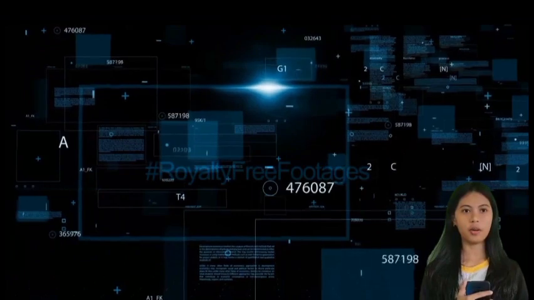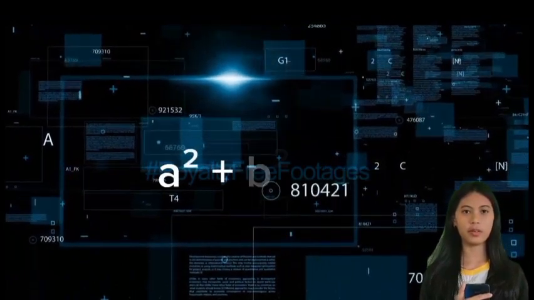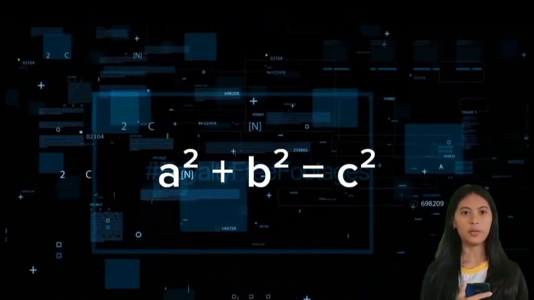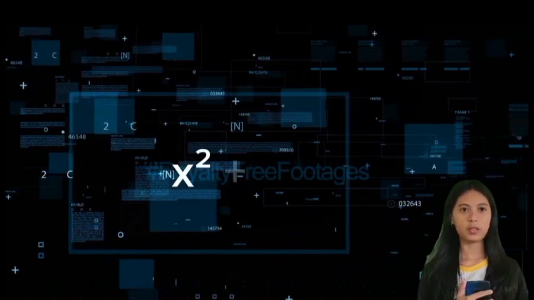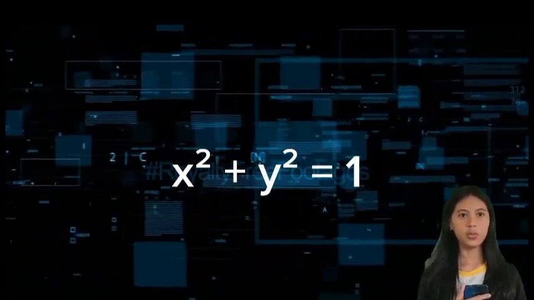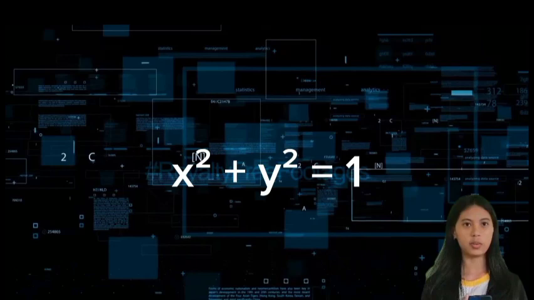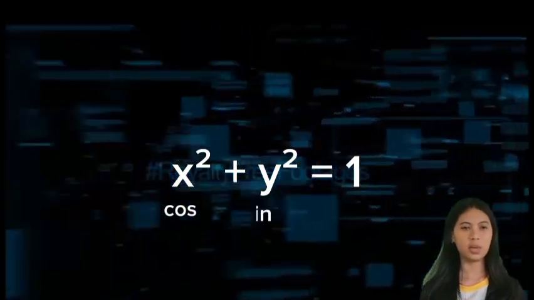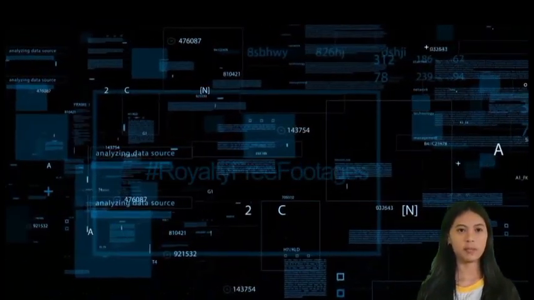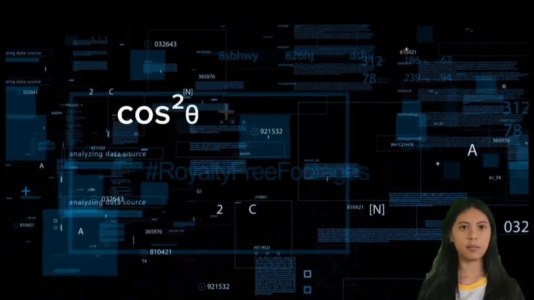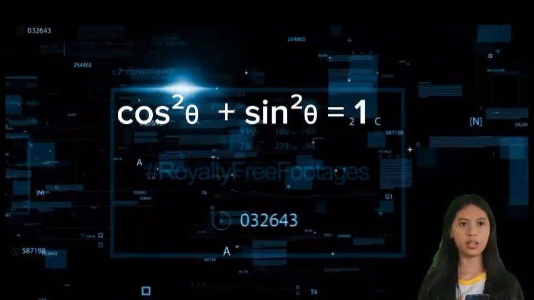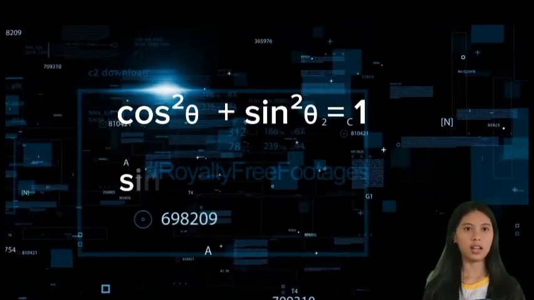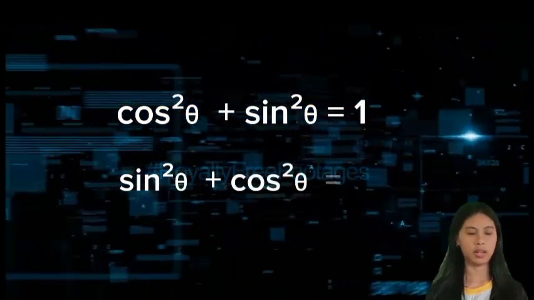We already know the Pythagorean theorem is a squared plus b squared equals c squared. We have here x squared plus y squared equals 1. The x is the cosine and y is the sine. Substitute that: cosine squared theta plus sine squared theta equals 1, or sine squared theta plus cosine squared theta equals 1.